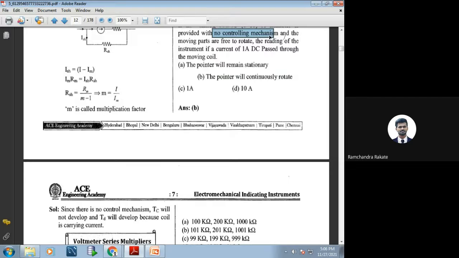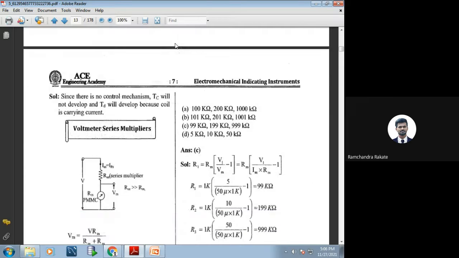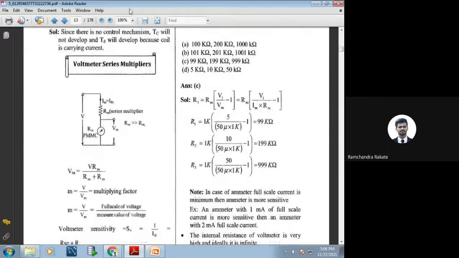Controlling torque is nothing but TC equal to TD. It is equal and opposite in direction to your deflecting torque. But here, the scenario is that no controlling torque is present. So instead of remaining stationary, it will definitely deflect, and it will continuously rotate. Correct? Yes. Now let us move further.